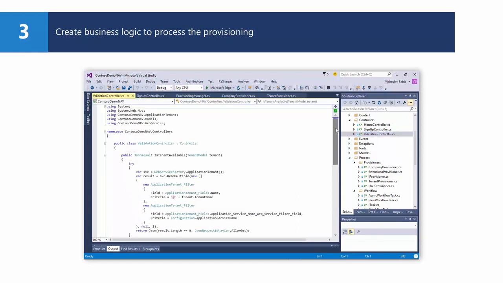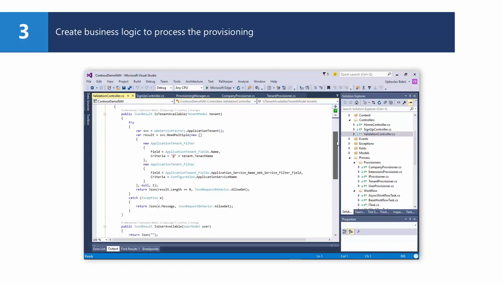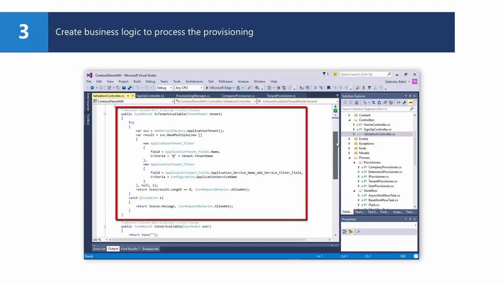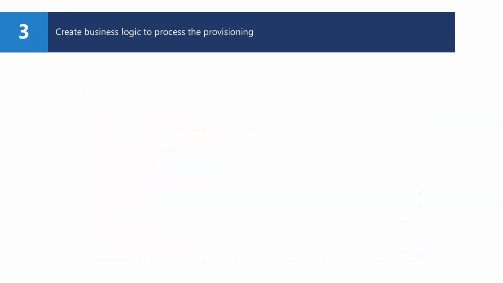One last step is the validation controller. It will be invoked automatically by the MVC framework for the tenant name property of my tenant model, and it will check whether a tenant name is available. My sign-up view will use it to visually indicate to users whether the tenant they want is available or taken. Okay, now that everything is done, let's test it.